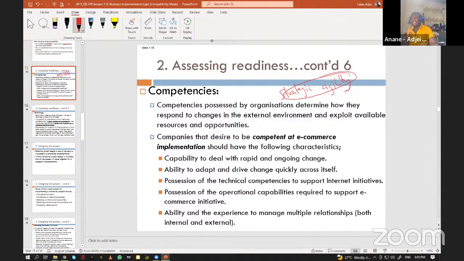Companies that desire to be competent at e-commerce implementation should have the following characteristics. Number one, they should have the capability to deal with the rapid and ongoing change. People's lifestyle, behavior, taste, and everything are changing quickly.